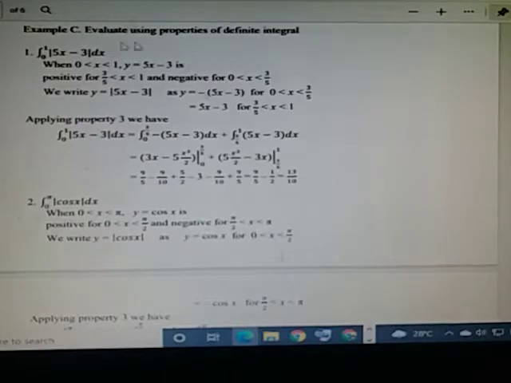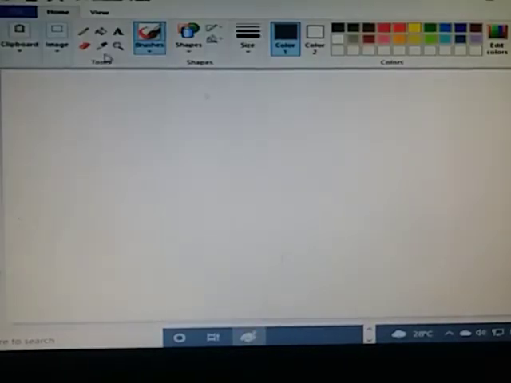These are examples we are to do using properties of the definite integral. Number one is the integration of the modulus of 5x minus 3, from 0 to 1. You see this is a modulus, so let us recall what the modulus function is.